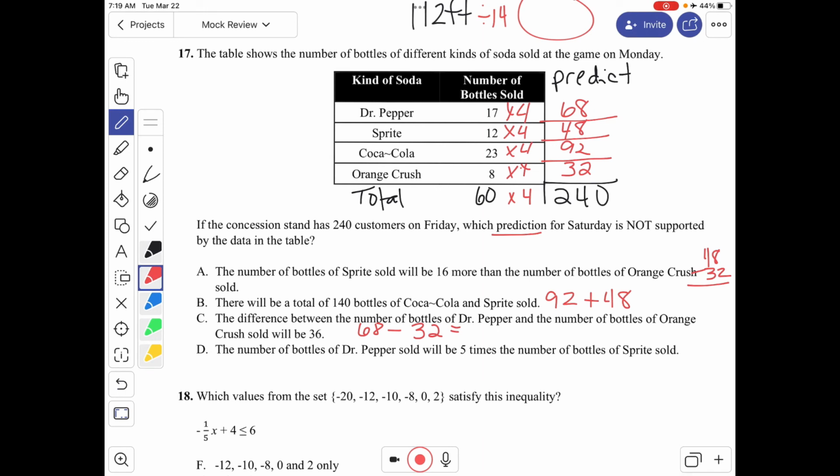D says the number of bottles of Dr. Pepper sold will be 5 times the number of bottles of Sprite sold. So Sprite was 48. If I multiply that times 5, will I get 68? Remember, we're looking for the one that is not.